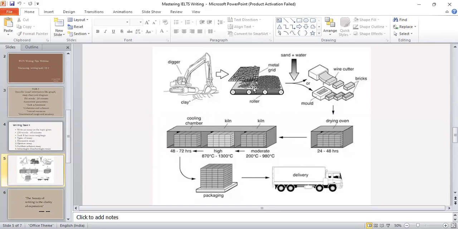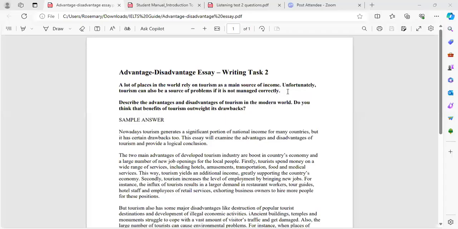And talking about writing task 2, let me share another screen. Yeah. So here is the advantage, disadvantages essay, writing task 2. So the question is given here.